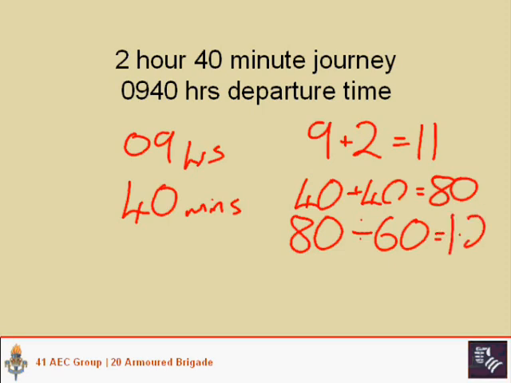Now we add this 1 hour to the 11 hours to get our answer. 11 plus 1 equals 12. Plus the 20 minutes on the end means 12 hours and 20 minutes. We convert this into 24-hour, which means we'll arrive at 12:20 hours.